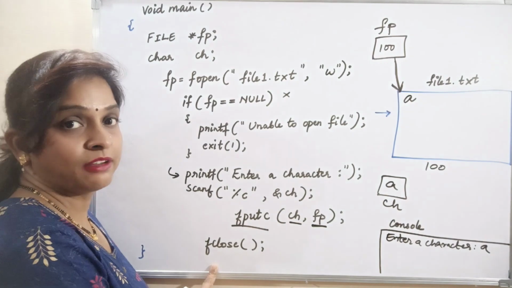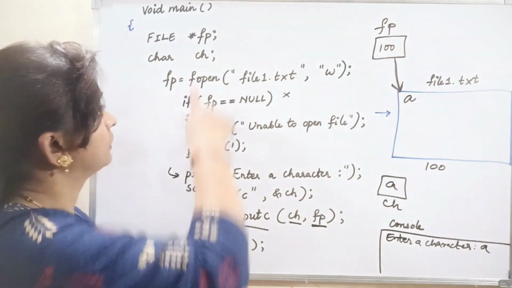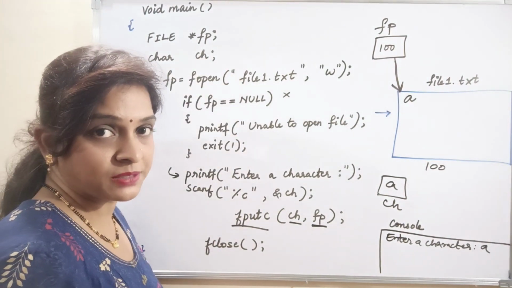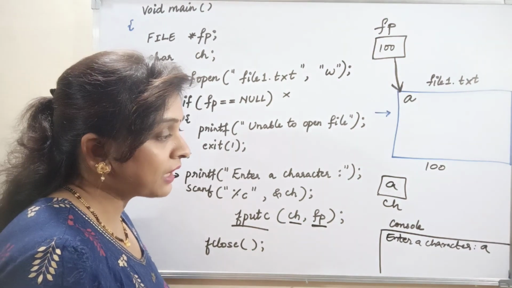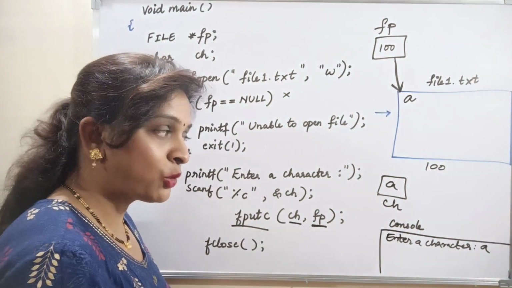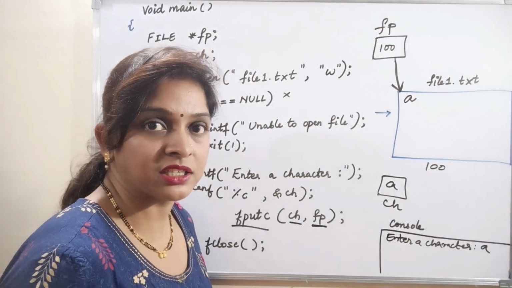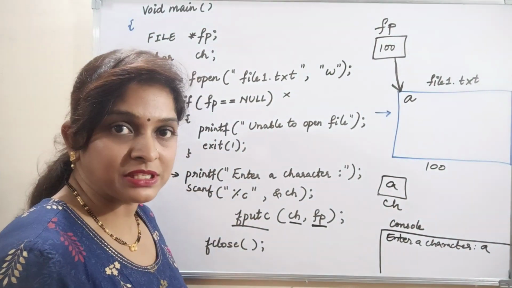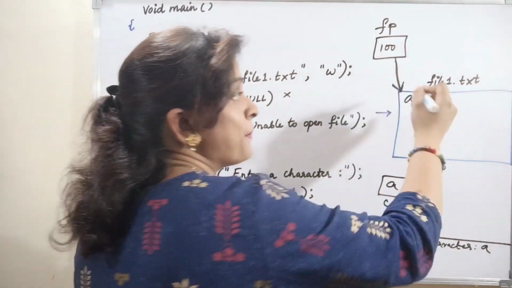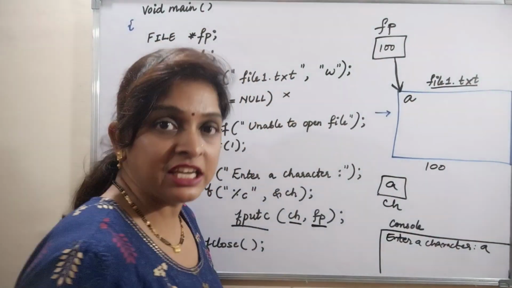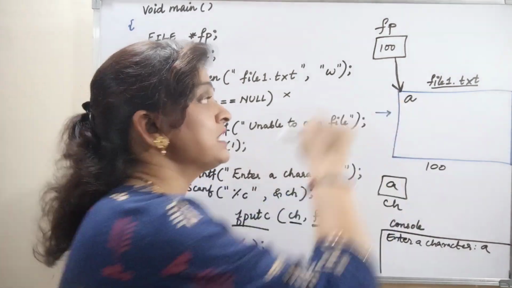Then finally, the file has to be closed. Then the program ends. For this program, when you execute, you only get the prompt, enter a character. You input a character, that's it. But there is no output message. But when you open this file, file1.txt, there you can see this character.